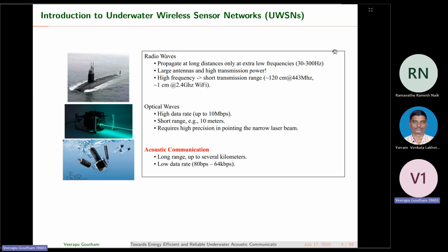Then the next is acoustic communication. Acoustic communications can travel longer distances in underwater. When compared to optical and RF signals, acoustic signals travel longer distances in the underwater medium. The range is up to several kilometers. The data rate we get is around 60 kbps in the range, some few kbps we can achieve in underwater.